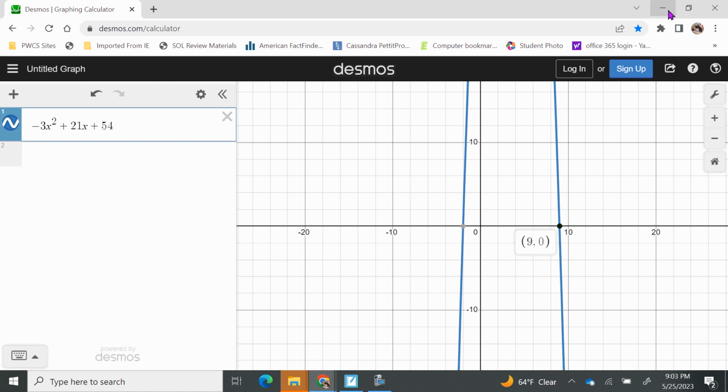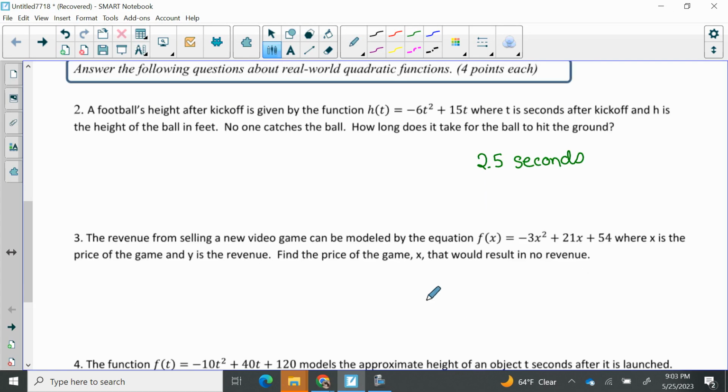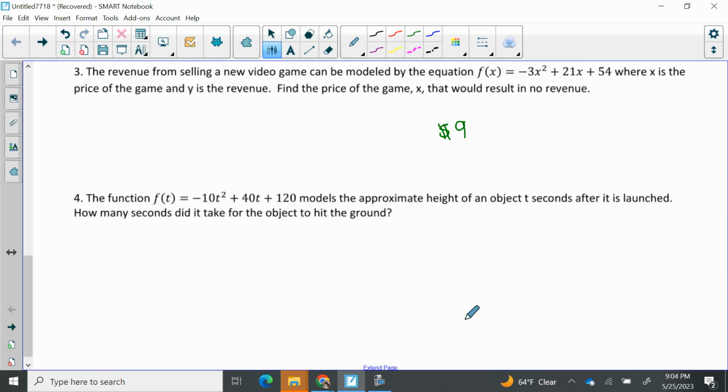Okay, so let's go ahead. The revenue, find the price of the game that would result in no revenue. That would be $9, I'm assuming. Okay, now let's try another one.